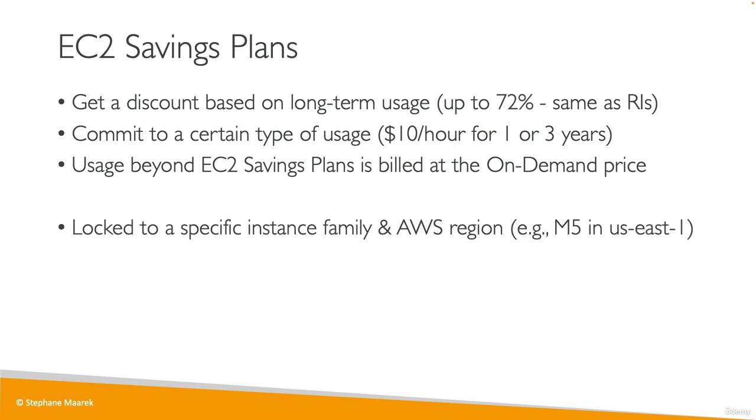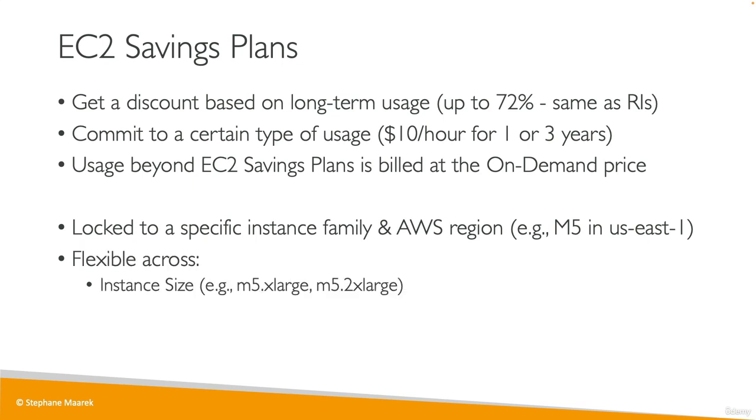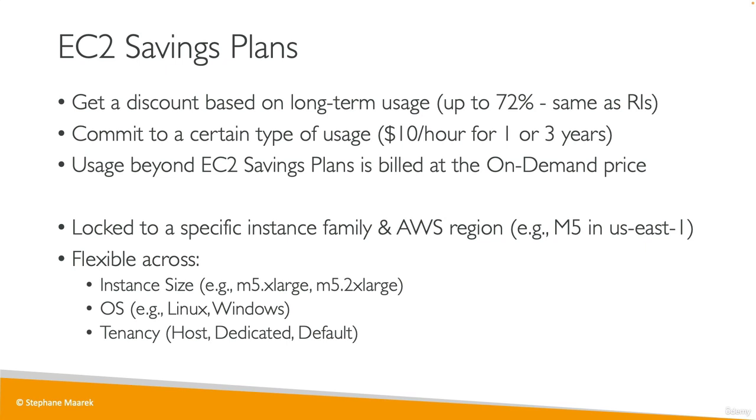So with savings plans, you're locked to a specific instance family and region. For example, you say, I want to have M5 type of instance family in US East 1. But you're flexible across the instance size, so you can have M5 X large, M5 2X large, and so on. The OS, so you can switch between Linux and Windows and so on. And the tenancy, you can switch between host, dedicated, and default.